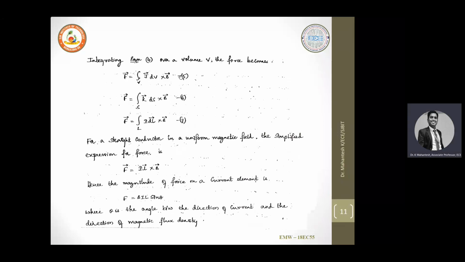So integrating equation 4, I can obtain F equals the line integral of I dL cross B. For a straight conductor in a uniform magnetic field, the above equation can be simplified as F equals I L cross B. Hence, the magnitude of force on a current element is given by F equals B L I sin theta, where theta is the angle between the direction of current and the direction of magnetic flux density.